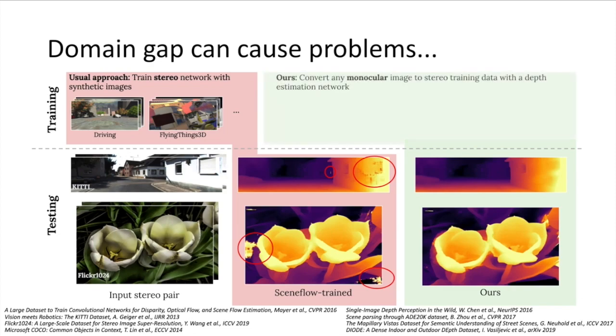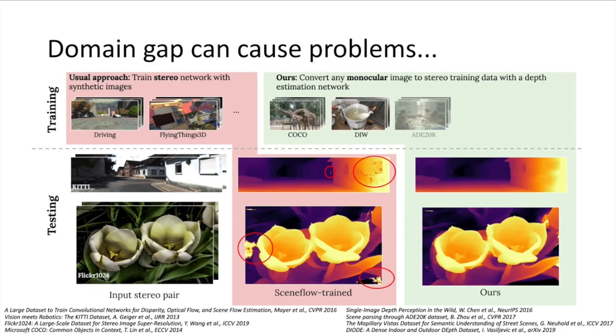By taking advantage of recent progress in monocular depth estimation and with a carefully designed depth and image synthesis pipeline, we can convert any monocular image collection, such as the COCO dataset, into effective stereo training data.